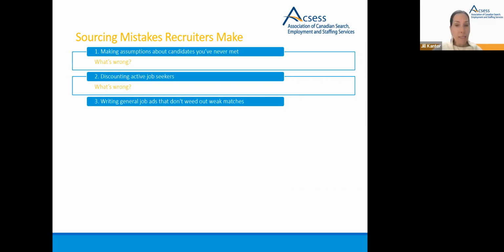If you're in a different desk, maybe it's engineering. I ran a sales desk for many years, never found good candidates through job ads. So it could really just depend on that. But regardless of what that is, writing a general job ad that doesn't really weed out weak matches. And we know in some instances, you just might get bombarded. Like really, it's quite overwhelming.